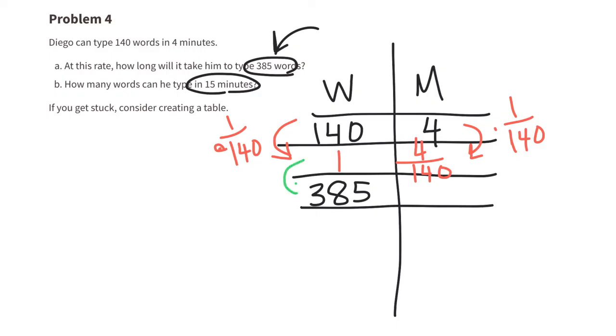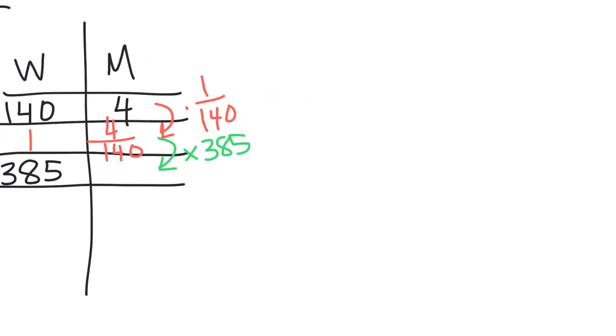And then what am I going to do right here? I'm going to multiply by 385. And that's going to give me the number of minutes for him to type 385 words. So let's do that. We're going to scooch over and do that multiplication, 4 over 140 times 385 over 1.